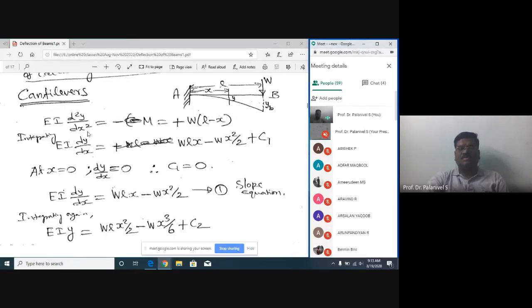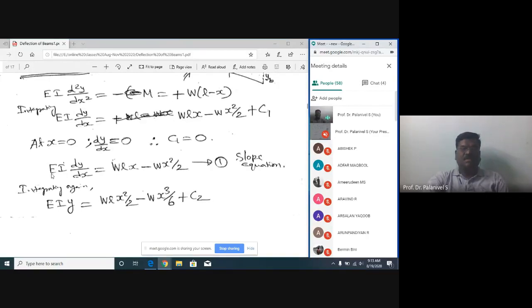If we substitute into this equation, dy by dx is 0. Here x is equal to 0, so this becomes 0, this becomes 0. That implies the integral constant C1 is equal to 0. We have evaluated it. No integral constant exists, it becomes 0. Therefore the equation is reduced to EI dy by dx equal to WLx minus Wx square by 2.